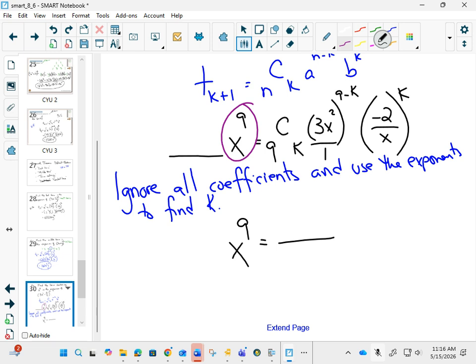Can you see that in your numerator, this x squared is going to go to the 9 minus k. You're going to have 18 minus 2k. That's how many x's you would have in your numerator. And in your denominator, how many x's would you have? It's going to go to the exponent of k. It would have an exponent of k.